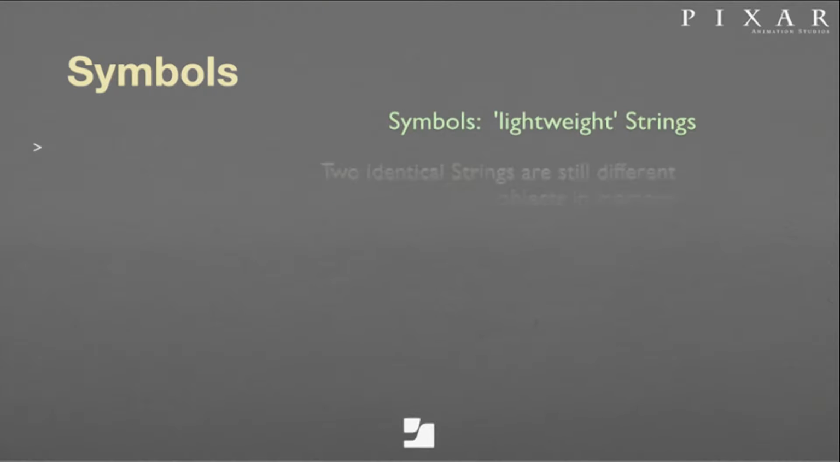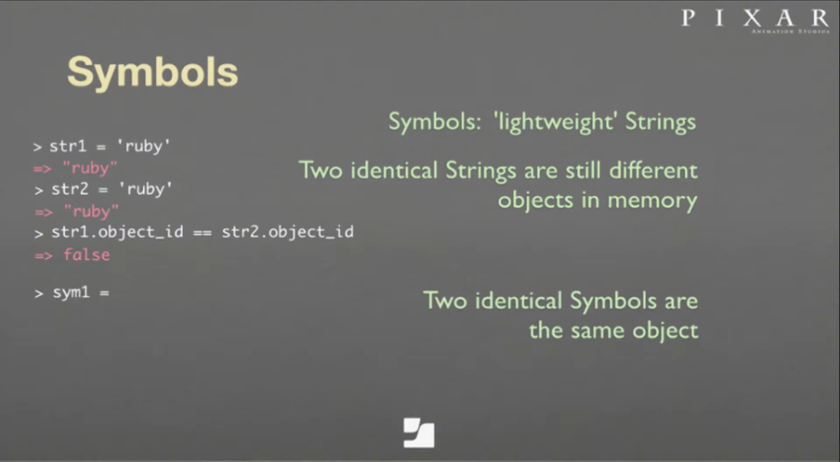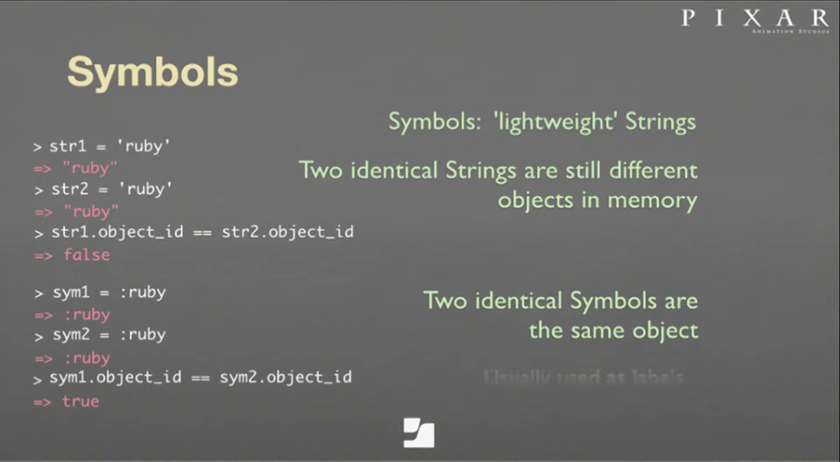Symbols are kind of a weird Ruby thing, but once you learn about them, they're very, very useful. Two strings that are identical, they're equal. If you ask if one is the same as the other, it'll be true, but they are different objects in memory. They take up different spaces in memory. They are actually different things. Whereas a symbol, which looks like a string, but it starts with a colon, it doesn't have quotes around it, two symbols that are the same are actually the same symbol. There's only one thing in memory.